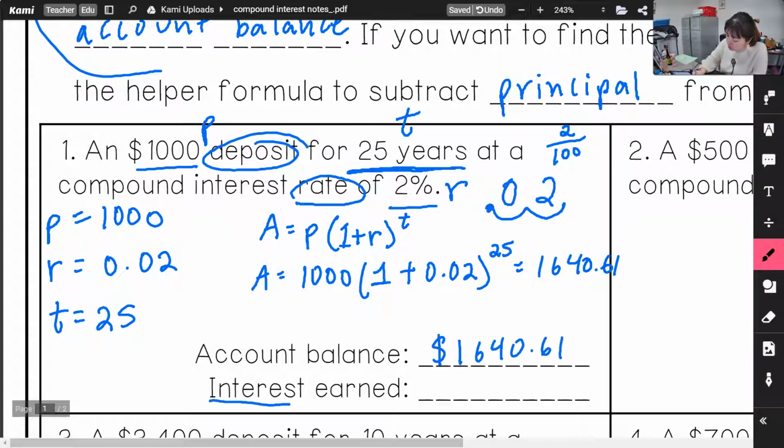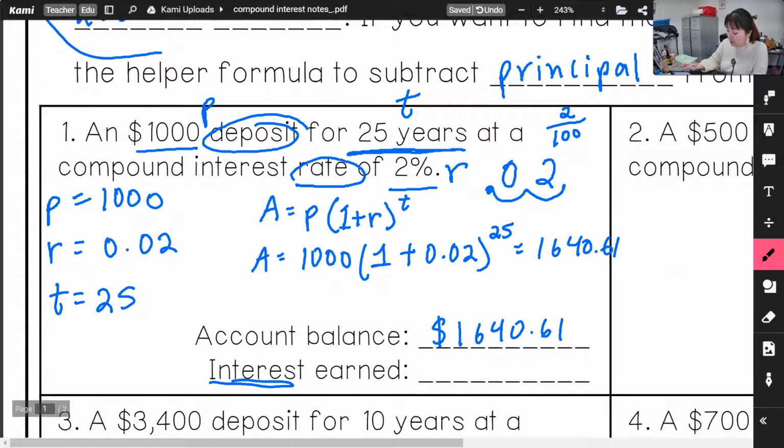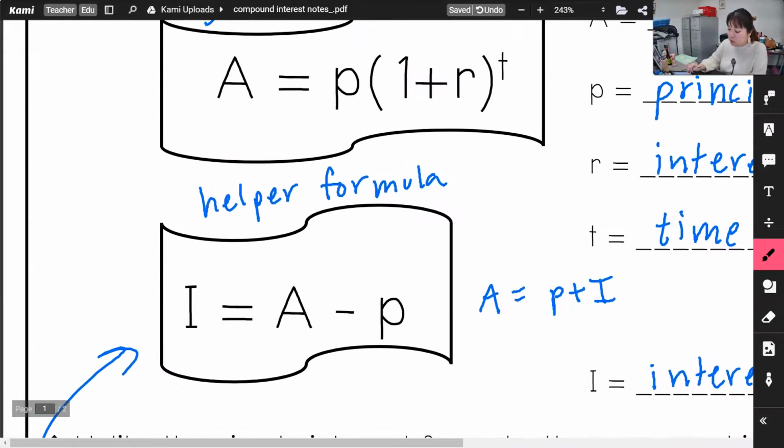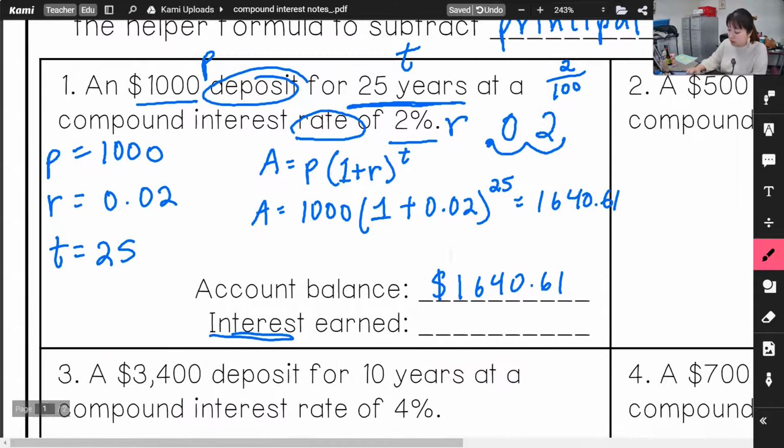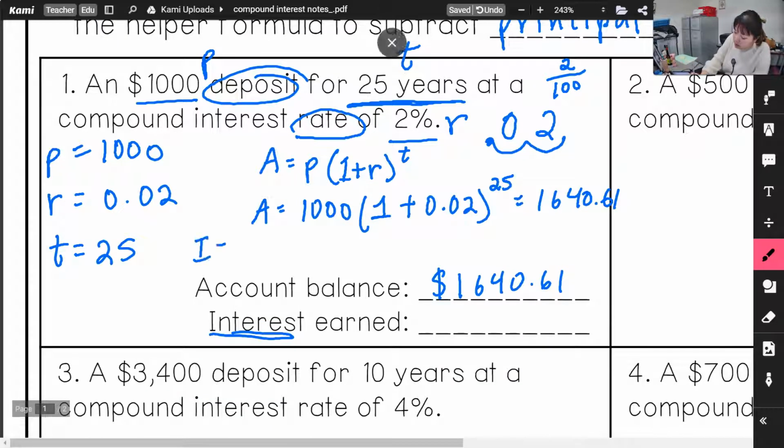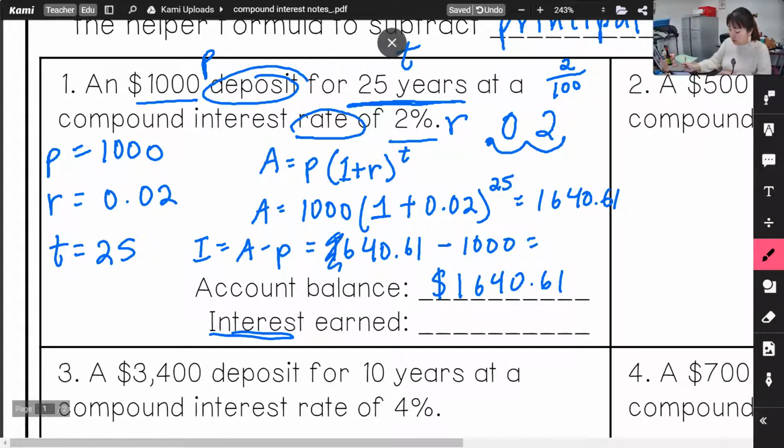Okay, this next one is interest earned, not A, so we want to make sure we write this in the right place. To find I, for this second part, interest earned, that's where we have to use our helper formula right here. I equals A minus P, right? So I equals A minus P. Well, we just found A, that is $1,640.61, minus P, which is what we started out with, that is $1,000. This is a nice, easy subtraction problem because we just need to get rid of this 1 right here, basically. So it's 640.61. And so that is our interest earned.